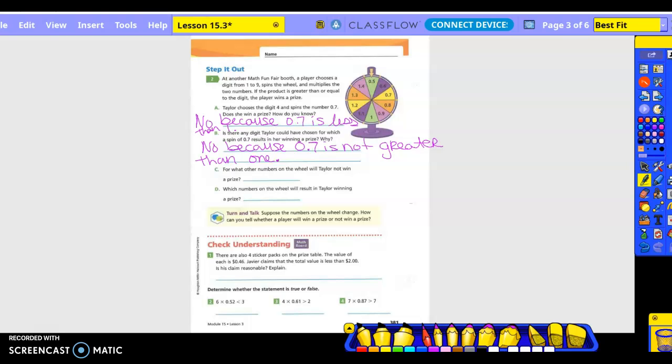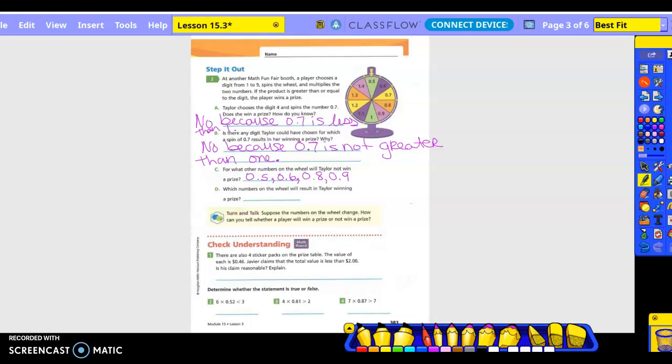For what other numbers on the wheel will Taylor not win a prize? So what other ones aren't more than 1? So the 0.5, let's work around the clock. 0.5, 6/10, right? 8/10. What else? 9/10. Is that it? Okay.